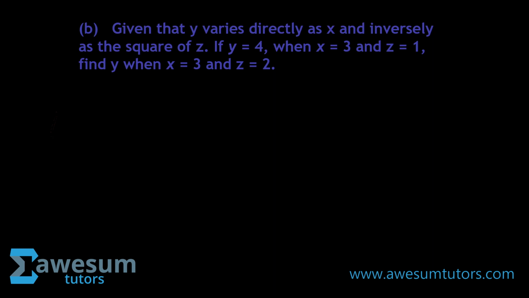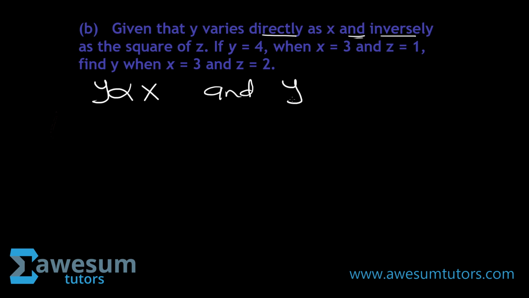Now, this question is under the topic that we call variation. This is the type of joint variation, combining direct variation and inverse variation. Okay, let us see how to solve such a problem. Given that y varies directly as x, and inversely as the square of z.